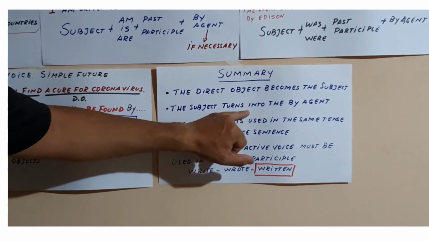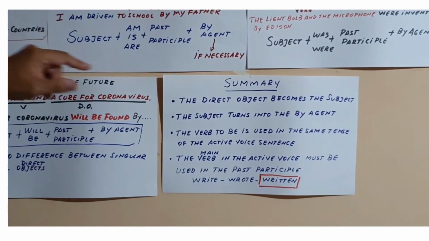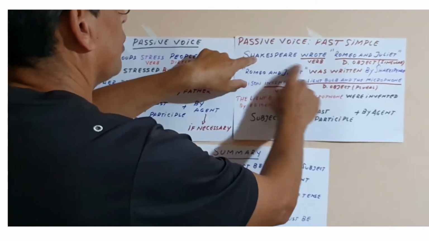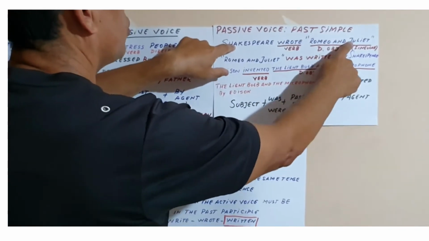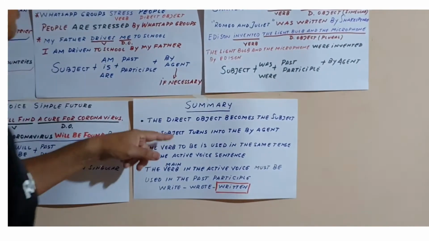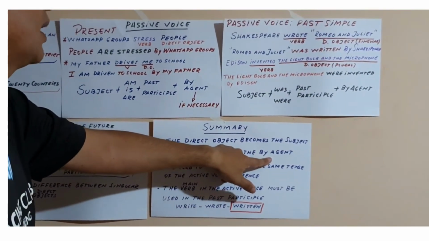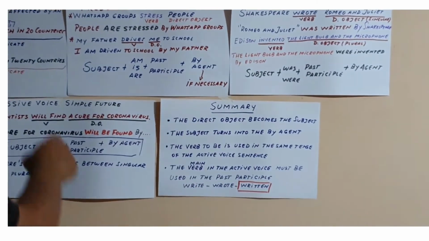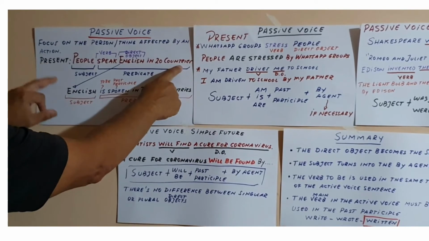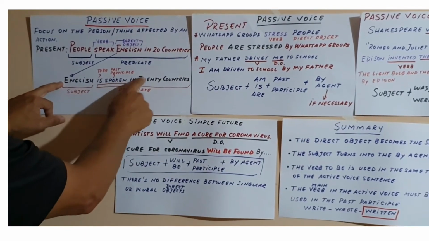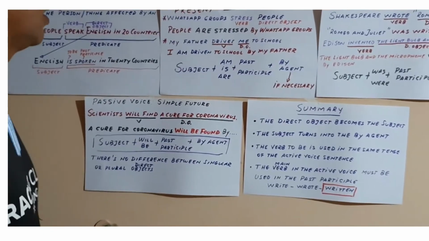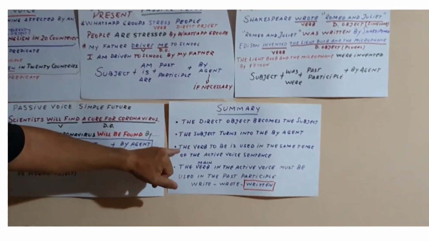The subject turns into the by agent. Fíjense, el sujeto de la voz activa se hace el complemento agente. Así se dice en español. Shakespeare wrote Romeo and Juliet. So Romeo and Juliet was written by Shakespeare. Siempre se va a poner el complemento agente en inglés cuando sea importante. En este caso no lo pusimos, por ejemplo, fíjense acá. People speak English in 20 countries. English is spoken in 20 countries. No se pone porque se supone que la gente es la que habla.